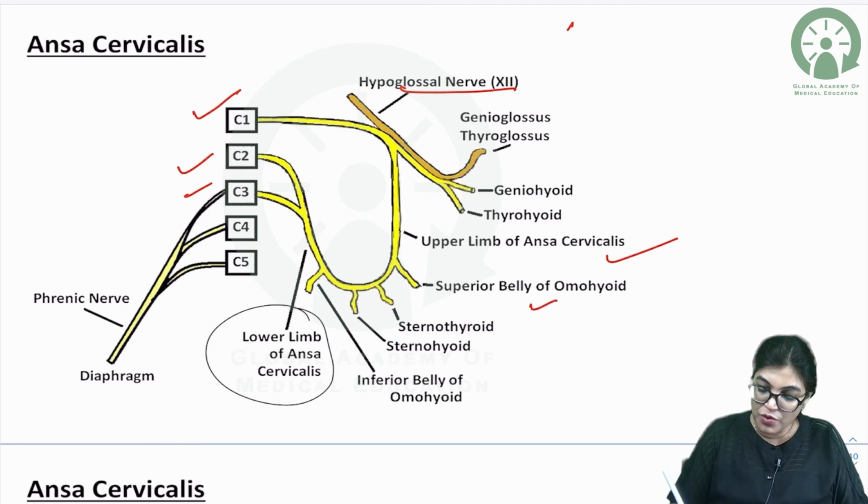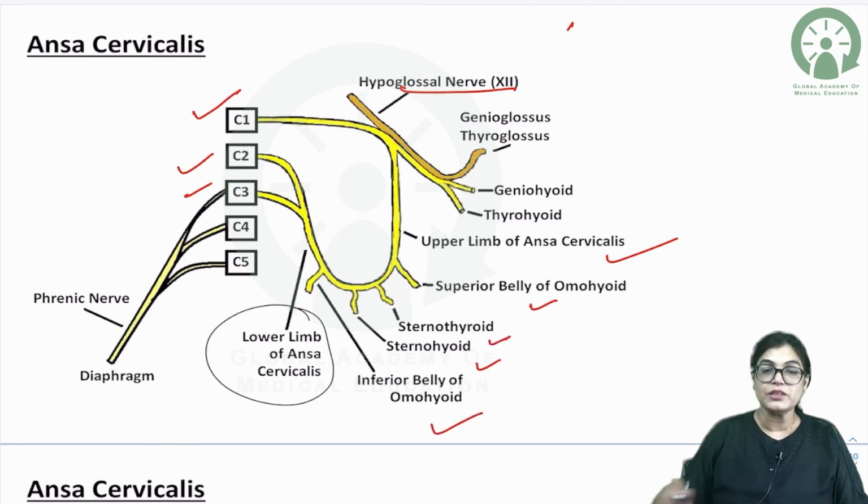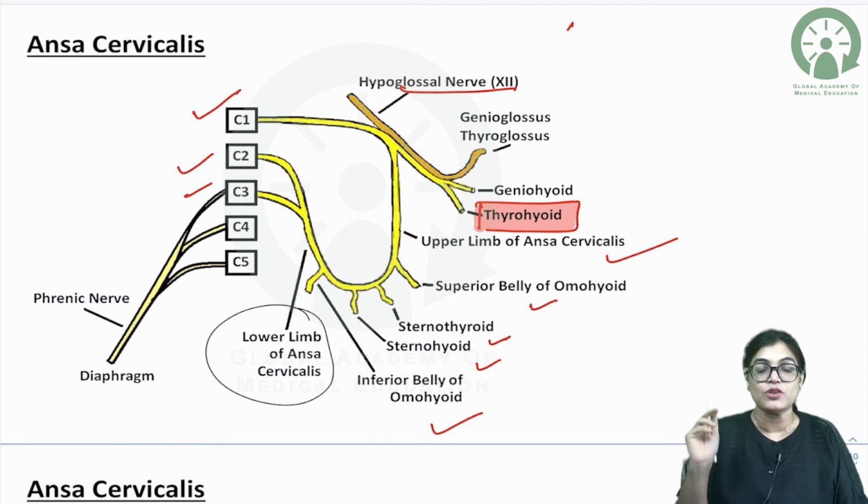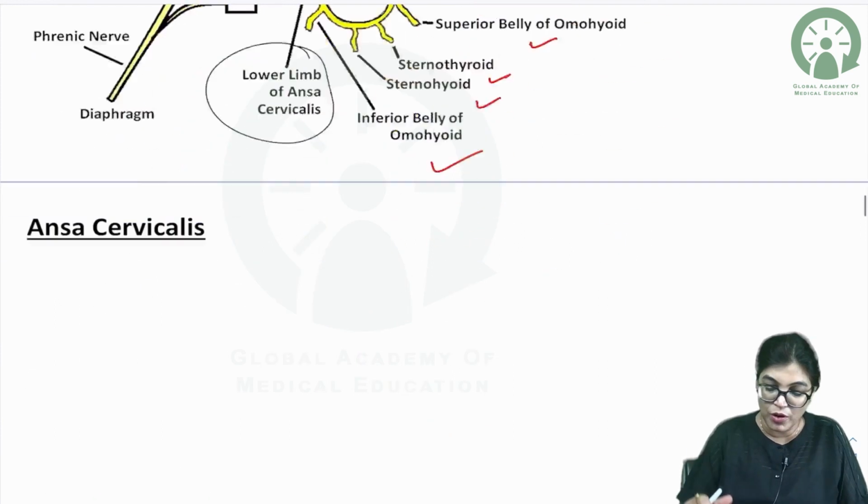That is superior belly of omohyoid, sternohyoid, sternothyroid and inferior belly of omohyoid, except thyrohyoid. So, thyrohyoid is the odd man out, which is not getting innervation from the ansa cervicalis loop. Actually, thyrohyoid is getting innervation from C1 fibers passing along with hypoglossal nerve. So, this is very important for you to know.